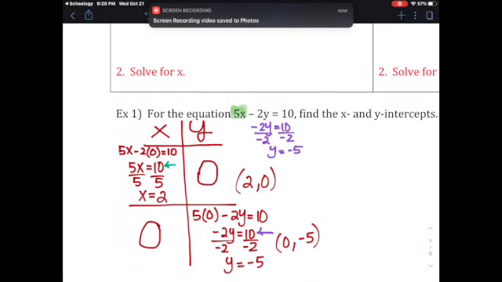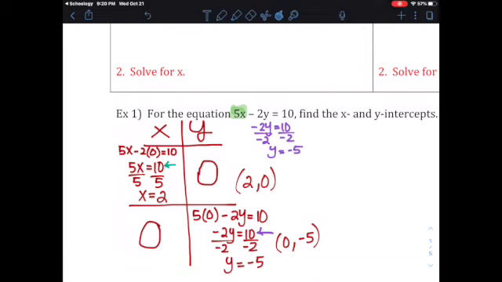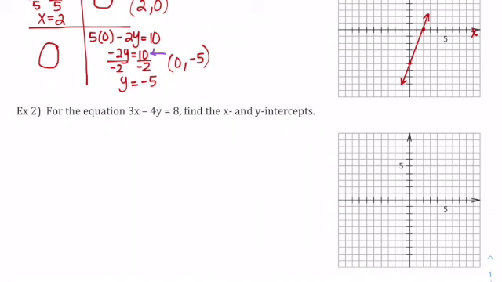Let me write the other one down just so you guys know what I'm talking about. That's just 5x equals 10. So you can skip at least one step. Example number 2. Now, example number 2, the equation is 3x minus 4y equals 8.